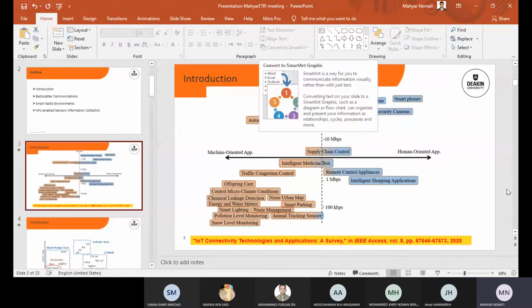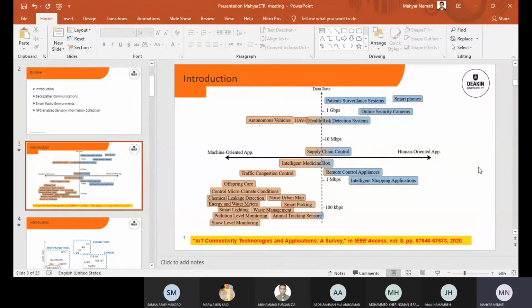So, as an introduction, it's good to first of all differentiate between machine-oriented applications, which stands for machine type communications, and human-oriented applications. The main difference is that in machine type communications, or MTC, there is no interaction with humans. Machines are expected to communicate with each other smartly, without needing any interaction of humans.